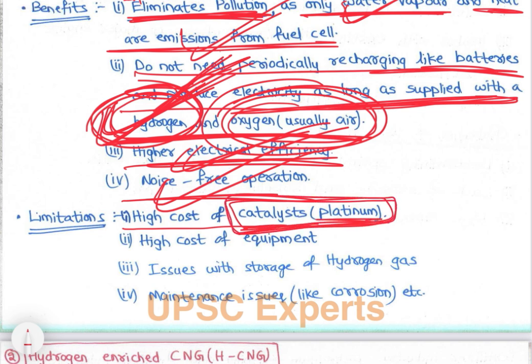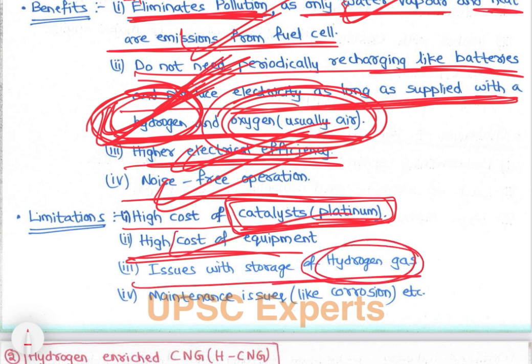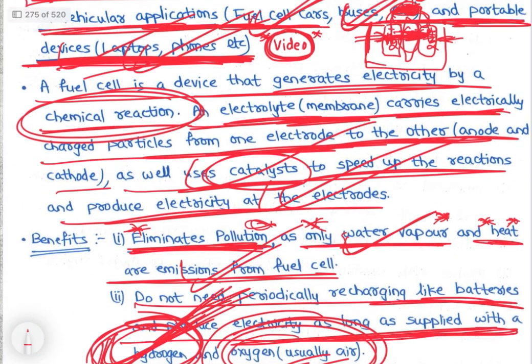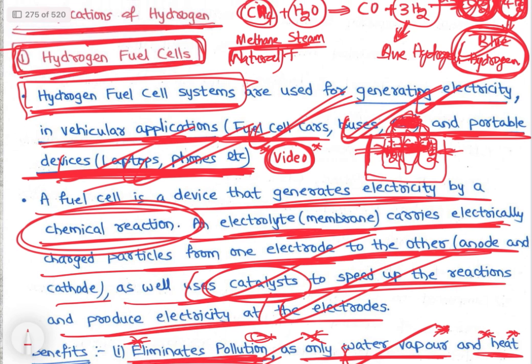right? So that is cost. Then high cost of equipment, issues with respect to storage of hydrogen gas, how much you need to store, right? Where you will be storing it in the car, right? Then maintenance issues like corrosion etc. So for hydrogen-based cars, we will be using hydrogen fuel cell technology only, right? So these are the positives and the negatives, right?